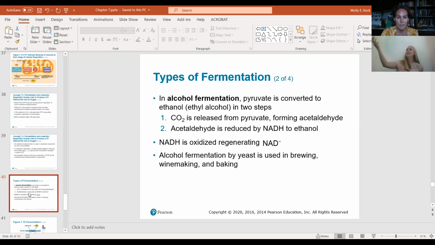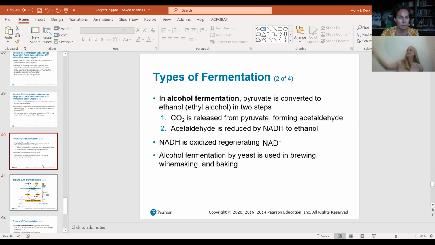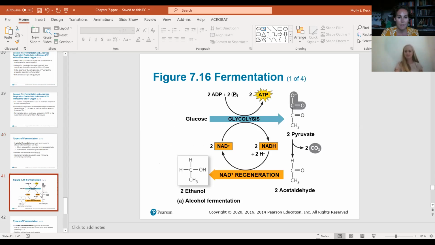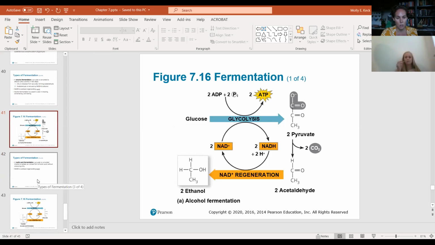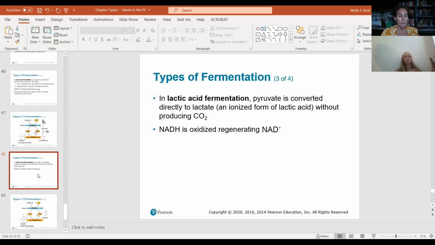So alcohol fermentation, you produce ethanol, and so in this case, you make a little bit of ATP. NADH is constantly regenerated over and over again to be used in that glycolysis. But alcohol fermentation, you start with glucose, you end with ethanol. And then lactic acid fermentation is converted into lactate.